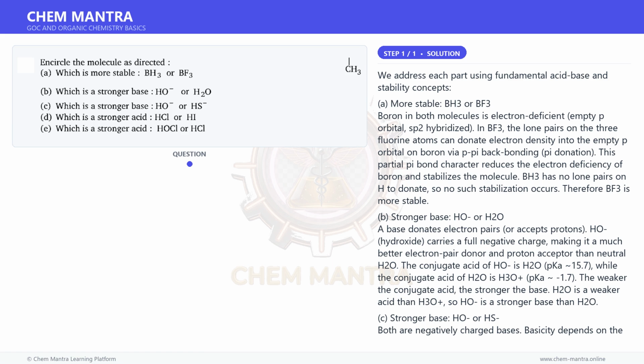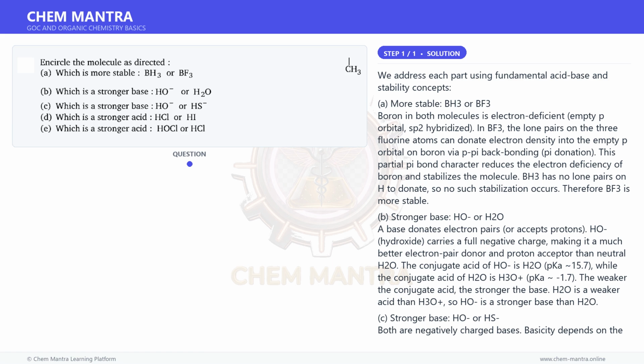D. Stronger acid, HCl or HI. For binary acids of the same group, halogens, acid strength increases down the group because the HX bond becomes weaker and longer as X gets larger. The HI bond is weaker than the HCl bond, so HI ionizes more readily. HI is a stronger acid than HCl.